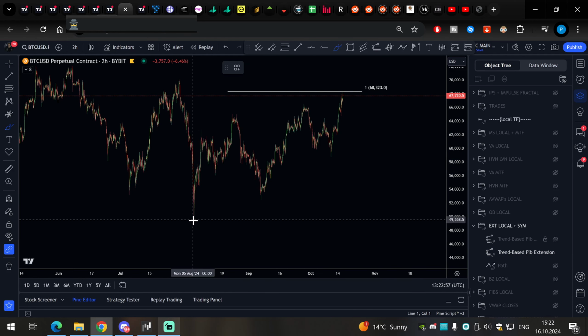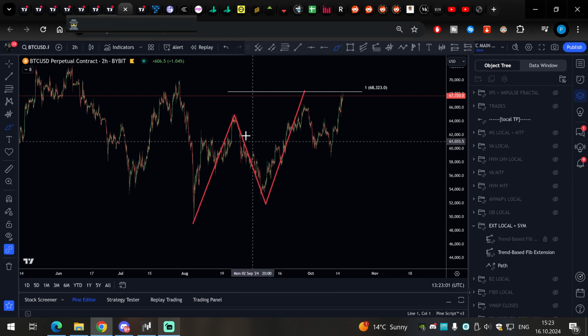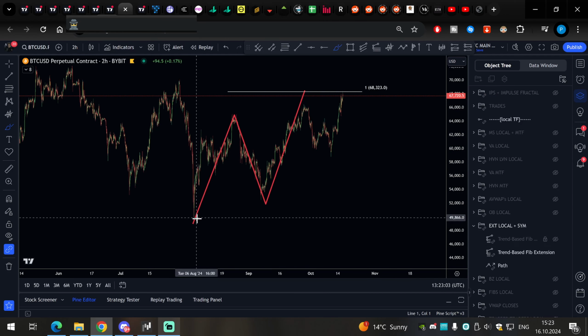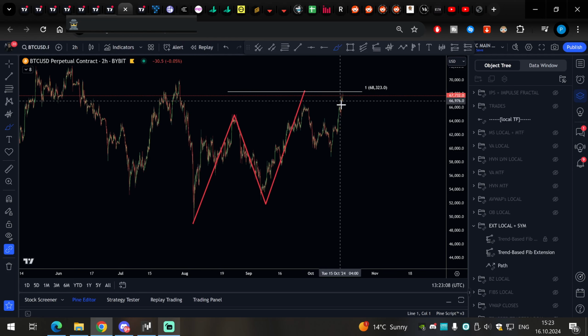So you hit now symmetry of this initial impulse from 49,000, very deep pullback, and now you hit another symmetrical target. So longs are also helping here with their take profit. That's why you also see these large open interest decreases.